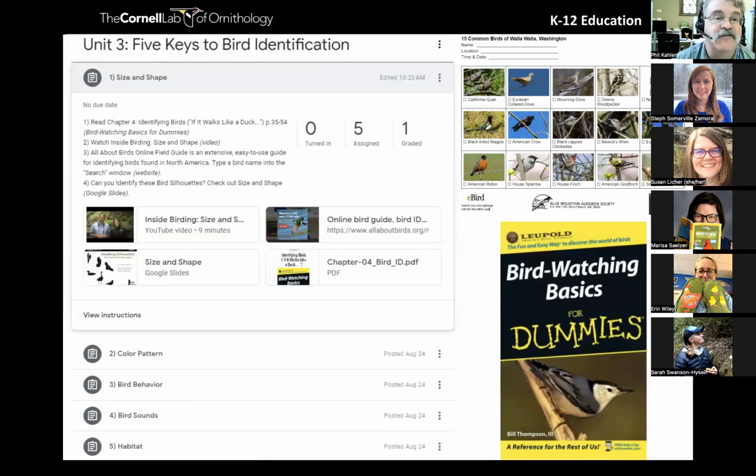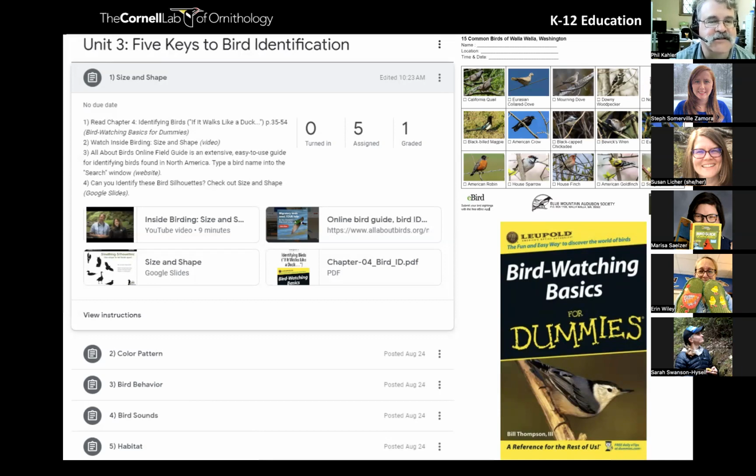And so chapter 4, identifying birds, if it walks like a duck, and they read the page numbers, and it goes right along with the inside birding size and shape videos. And if you haven't seen the inside birding videos, look them up. They are excellent.